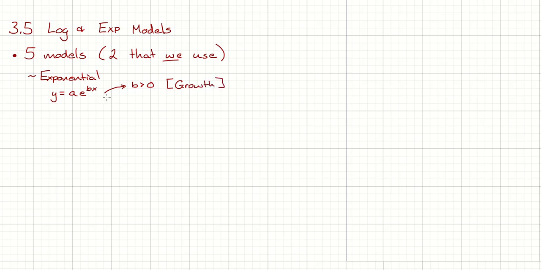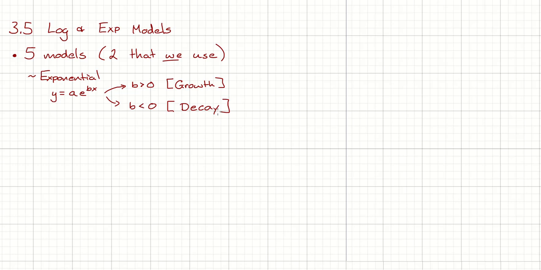In the situation that possibly b is less than 0, and I don't want to say that, but we will. I'm okay with that. B is less than 0. What do you think we're going to call that? Decay. This is the primary model that we're going to deal with.